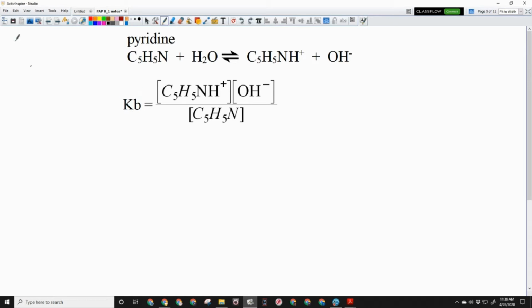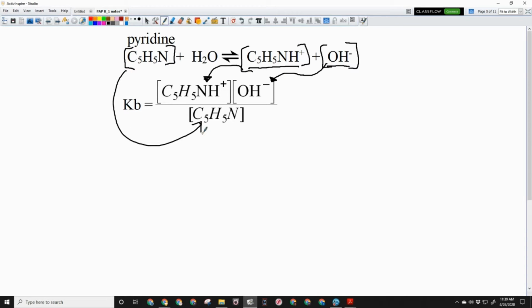All right, so let's look at pyridine again, and let's write out the dissociation equation, the Kb for that. Remember, we take the concentration of our products, multiplied together, on top, divided by the concentration of the reactant on the bottom. It's the same thing as what we used for the acid. No change there.